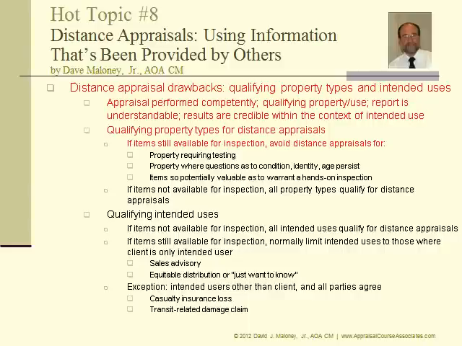Examples of property that, if still existing, should not be appraised at distance, including online, include items requiring testing or certification to prove identity or authenticity. Examples include diamonds or colored gemstones that require testing, or paintings that need testing in order to be authenticated. Items in which questions as to condition, identity, or age exist that cannot be resolved to the appraiser's satisfaction, even with the use of extraordinary assumptions, also should not be appraised without a personal inspection.